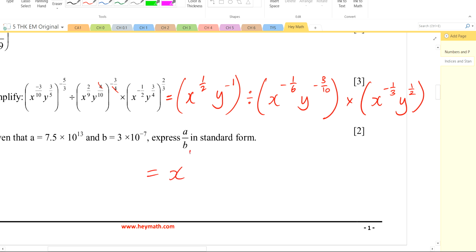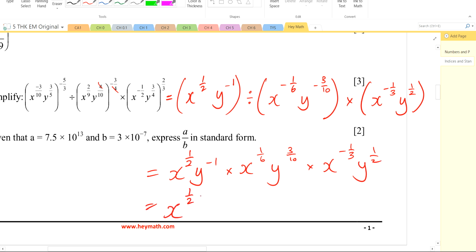Next, this is x to the power of half, y to the power of -1. Since there is a division, then flip the sign to become positive. Multiply by x to the power of positive 1/6, y to the power of 3 over 10 times x to the power of -1/3, y to the power of half. So group all the x together. X to the power of half plus 1 over 6 minus 1 over 3, y to the power of -1 plus 3 over 10 plus half. Get the answer. X to the power of something, y to the power of something. You gotta figure it out.